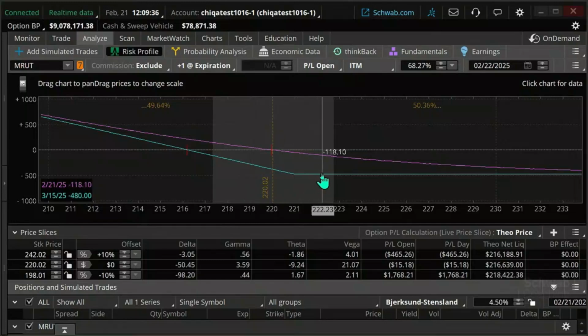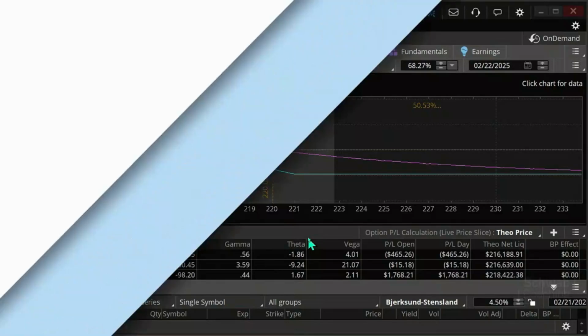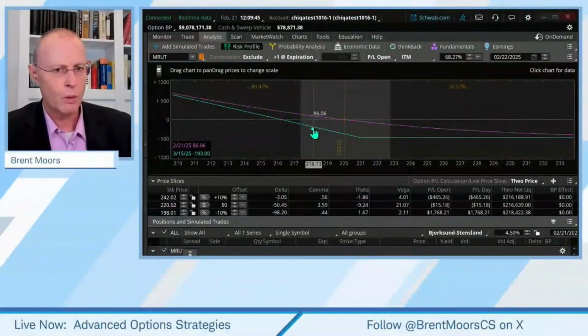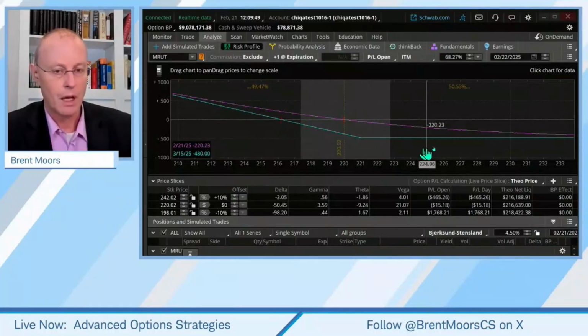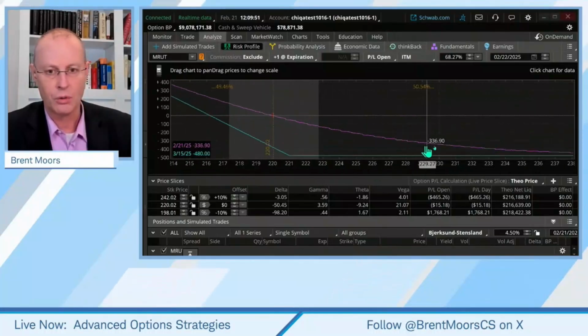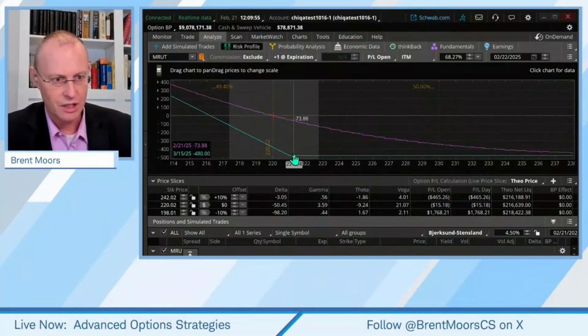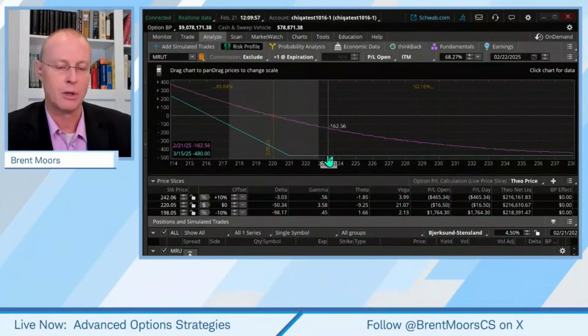All right. Now, I'm going to get to the purple line later. Don't worry about that right now. I just want you to worry about this blue line right now. Now, what's the most we can lose at this? Well, notice what the blue line does. It comes here and then it just flattens out. It doesn't matter how far this goes, we're at about $480 is the most we can lose.